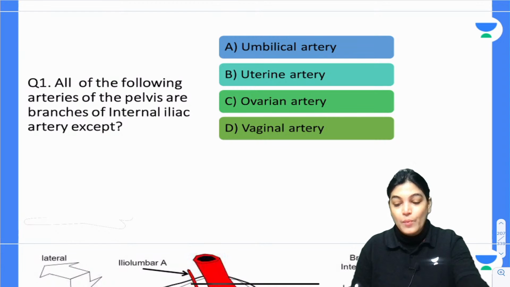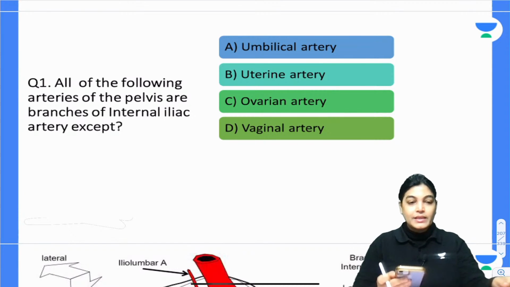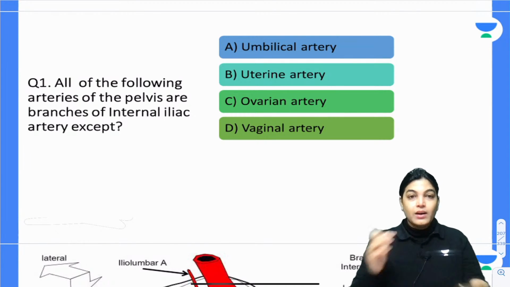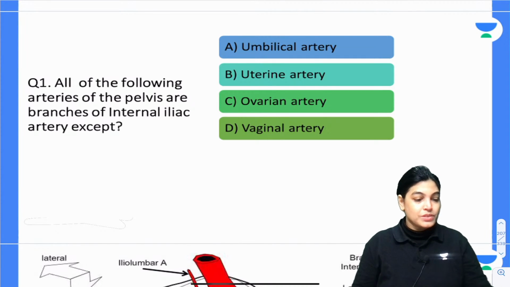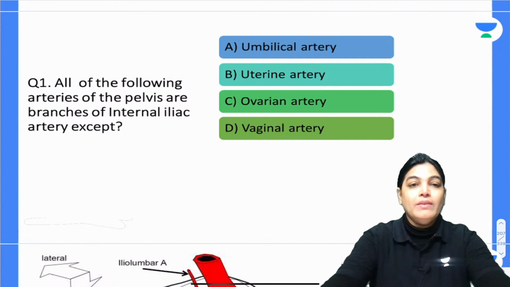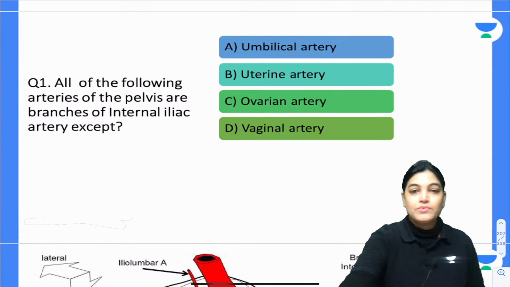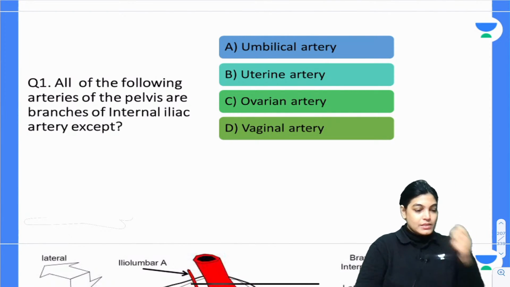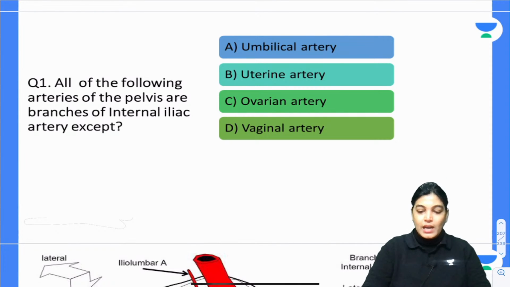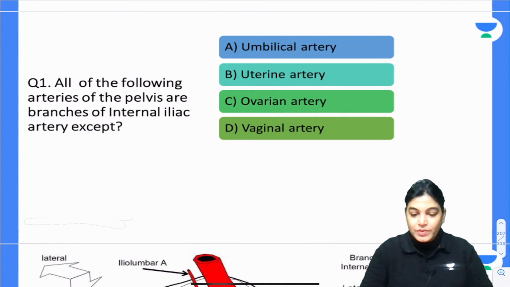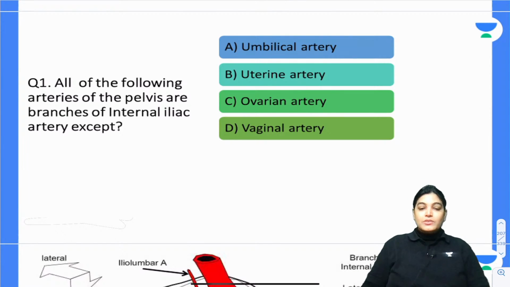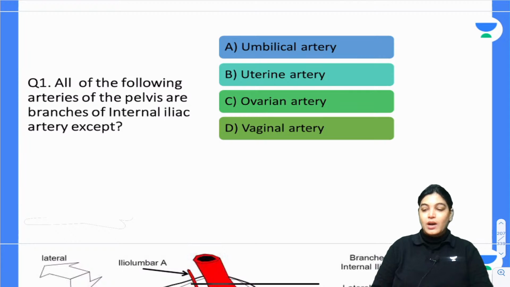Your time starts now. All of the following arteries of the pelvis are branches of internal iliac artery except, so this is what you have to make the correct answer. Which is not a branch of internal iliac artery? Which of the following arteries is not a branch of internal iliac artery among the options provided? So please mark the correct answer. Your time starts now.